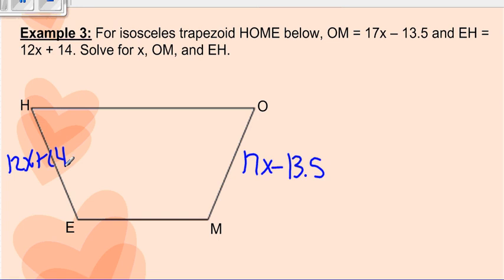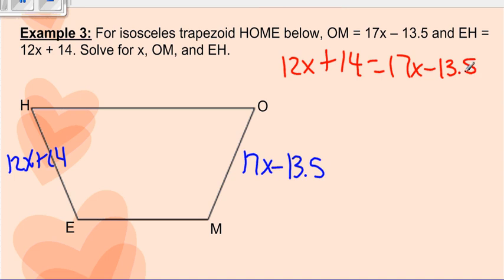Now they tell us it's an isosceles trapezoid, which means those legs are going to be congruent. And remember, all we can do with sides is set them equal. So if they give you 2 legs, all you've got to do is set them equal because it's the only thing that you can do with these. So I'm going to set them equal to one another. I'm going to have 12x plus 14 equals 17x minus 13.5.